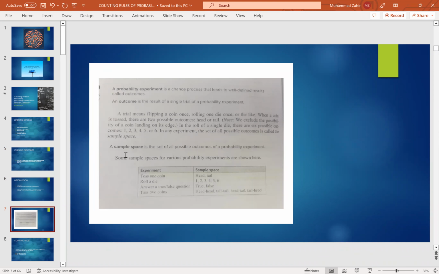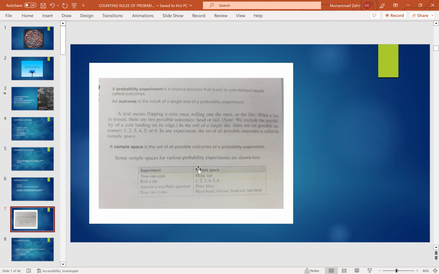A trial means flipping a coin once or rolling a die once. When a coin is tossed, there are two possible outcomes, head or tail. Here we will exclude the possibility of the coin landing on its edge. In the roll of a single die, there are 6 possible outcomes: 1, 2, 3, 4, 5, 6. In any experiment, the set of all possible outcomes is called the sample space. So the sample space is the set of all possible outcomes of a probability experiment.